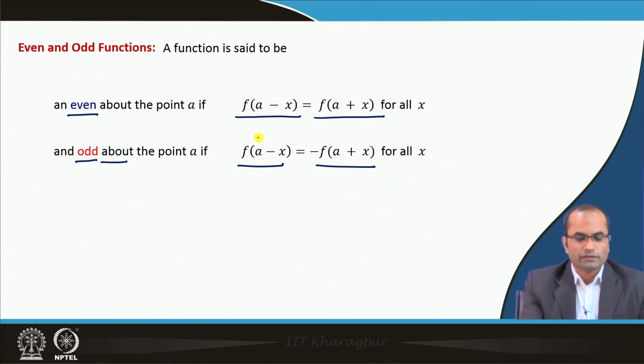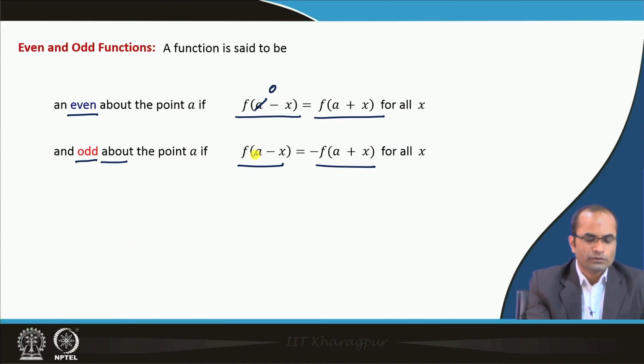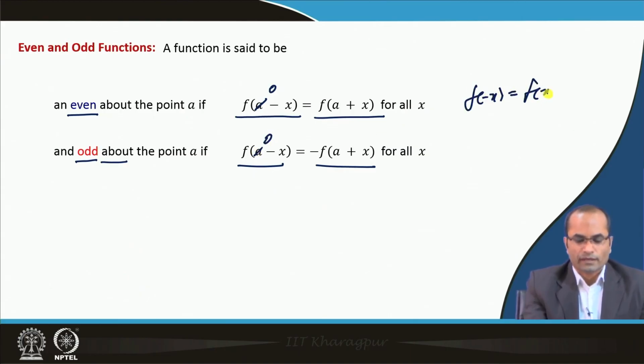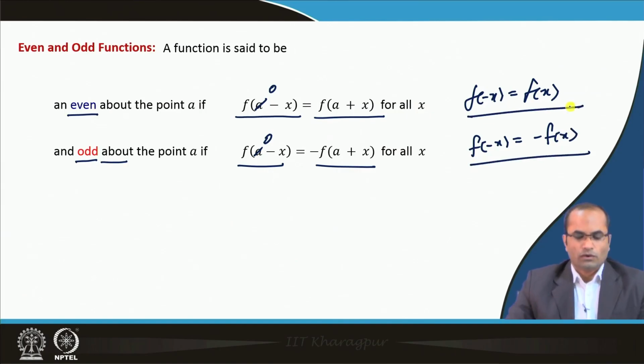Usually in many examples we will see that this a is just 0. So, what we have is that f(minus x) is equal to f(x) for an even function, and f(minus x) is equal to minus f(x) for an odd function, when a is 0. So, we are talking about x equal to 0, the y axis.